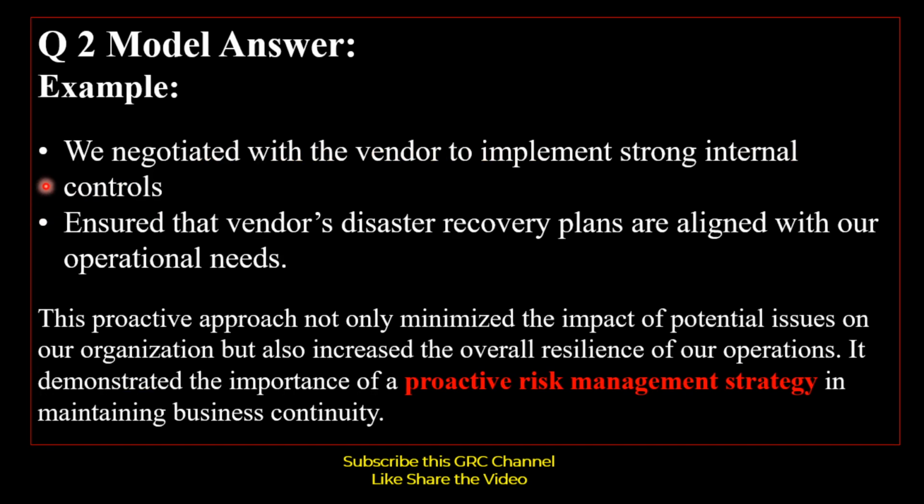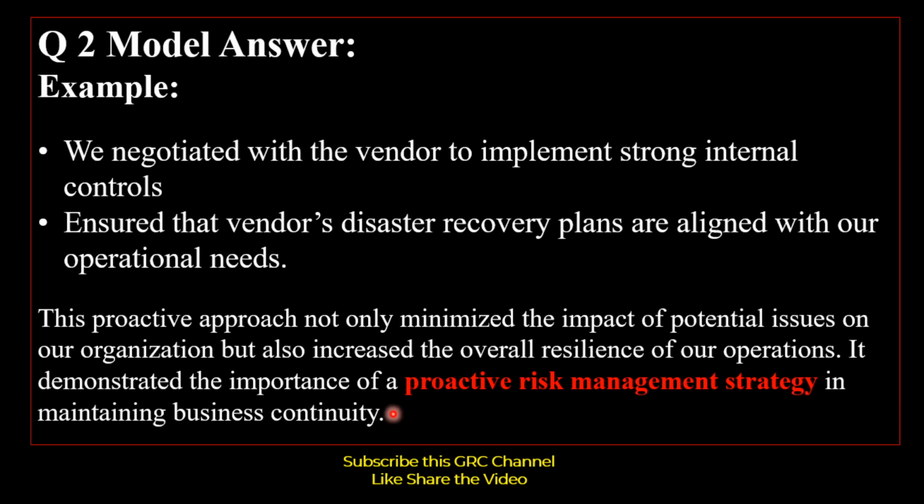So there is an example here. You will say we negotiated with the vendor to implement strong internal controls, and we ensure that vendors' disaster recovery plans are aligned with our operational needs. So these are the due diligence points you can say. And you can say also that this proactive approach of performing the appropriate due diligence and implementing the strong internal controls by the vendors and the availability of disaster recovery plans not only minimized the impact of potential issues on our organization, but also increased the overall resilience of our operations. It demonstrated the importance of a proactive risk management strategy.